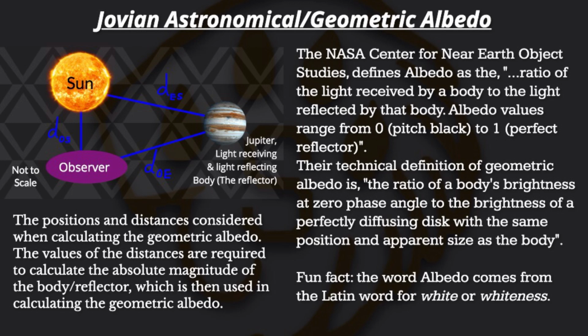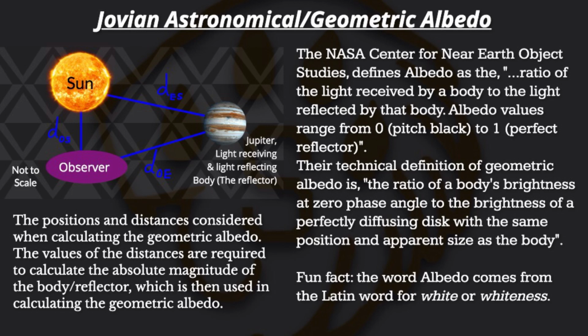Okay, so for the Jovian geometric albedo, we are trying to say it's the ratio of the light received from the sun by Jupiter to the light that Jupiter reflects, or that it allows to bounce off the surface, that it doesn't absorb. If you get the sense of reflection, where light has to bounce off a surface. Yes. So we are trying to look at the ratio of the two.